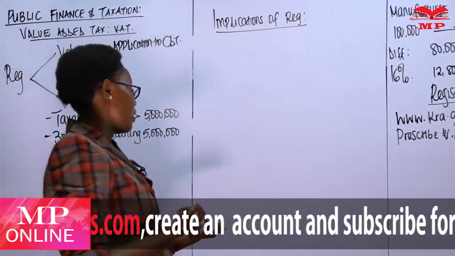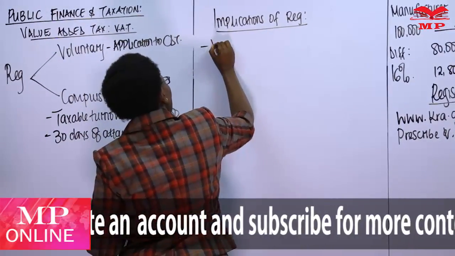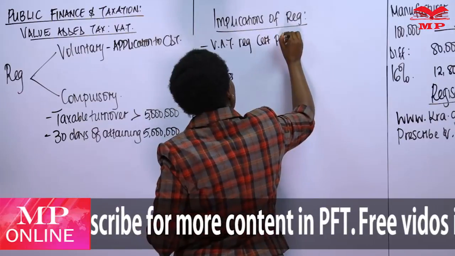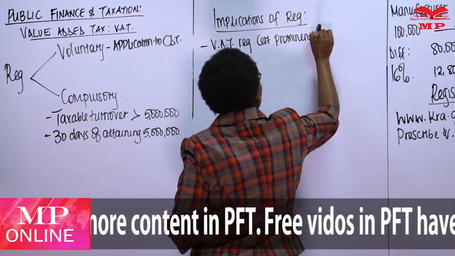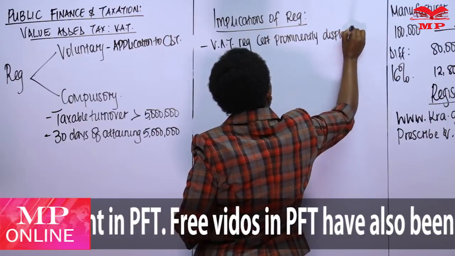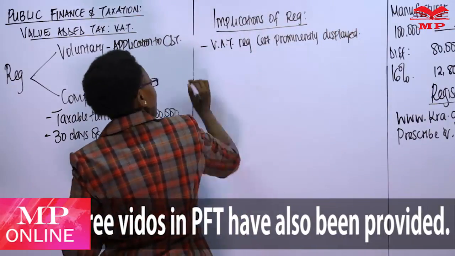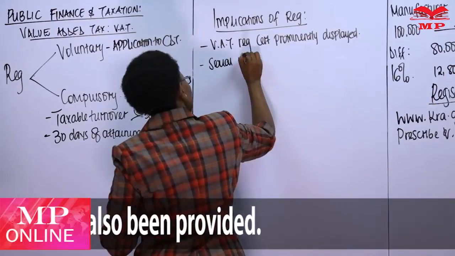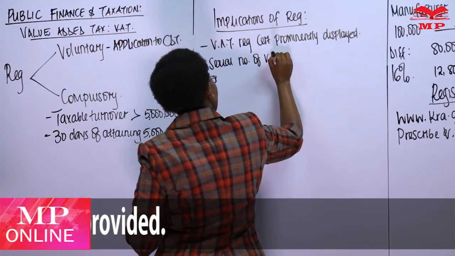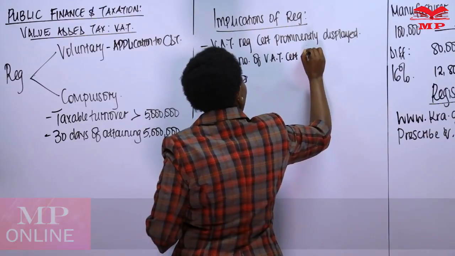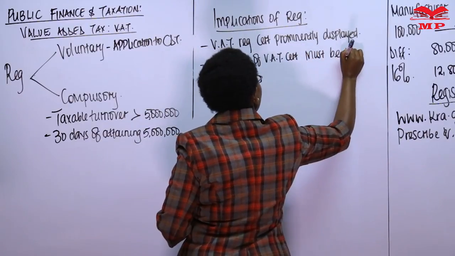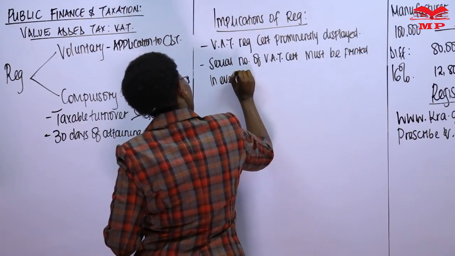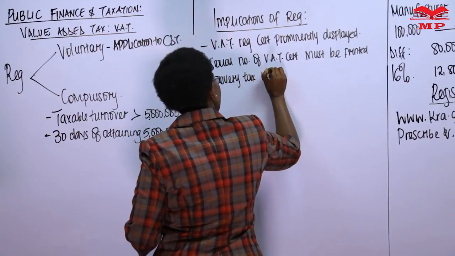The other implication is that, so here you have the VAT registration certificate, prominently displayed. The other implication is that the serial number, like we had said, of the VAT certificate must appear or must be printed in every tax invoice.